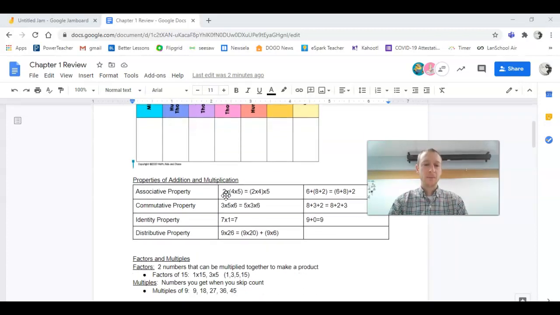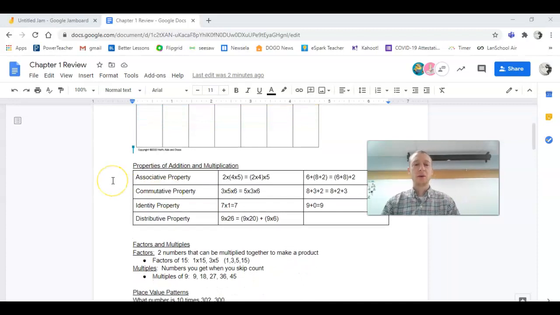We also spent some time at the beginning of this year talking about properties of addition and multiplication. The associative property is all about these parentheses. In this case, 4 times 5 are grouped together. In this case, 2 times 4 is grouped together. But you can see the order of the numbers, 2, 4, 5, is the same. And remember, these work for multiplication and addition. So you've got examples of each.